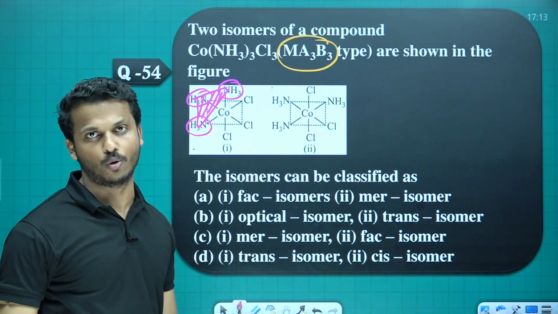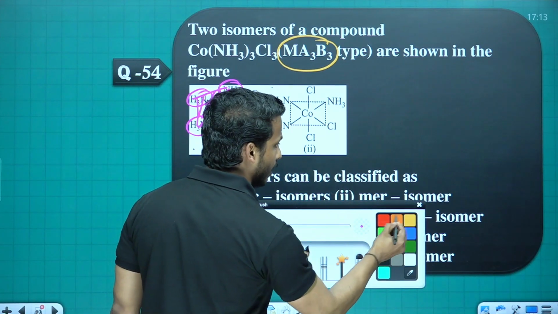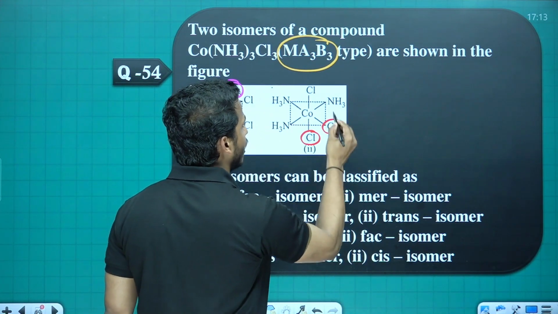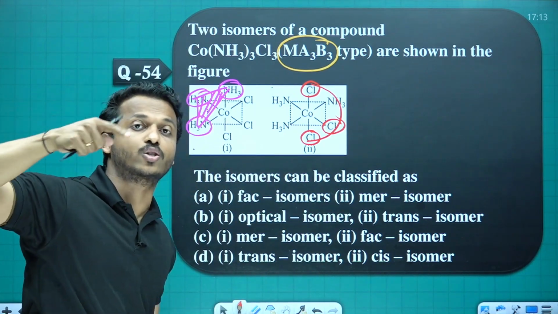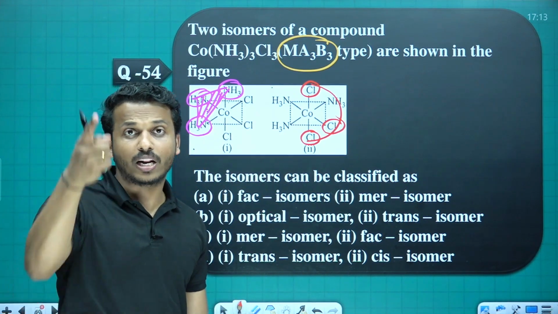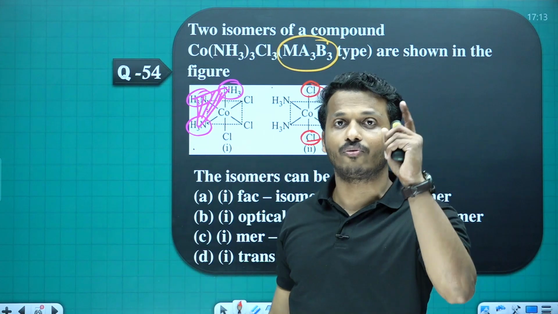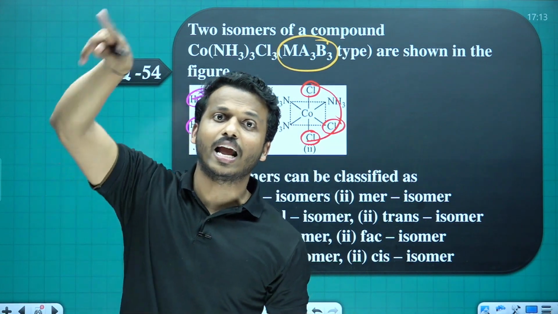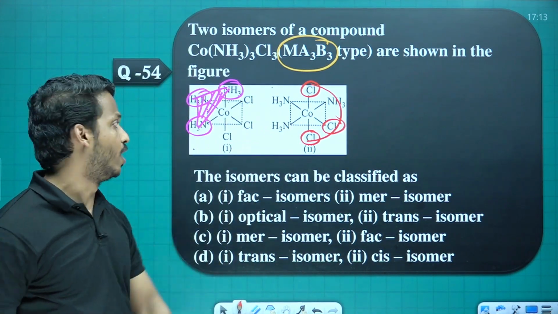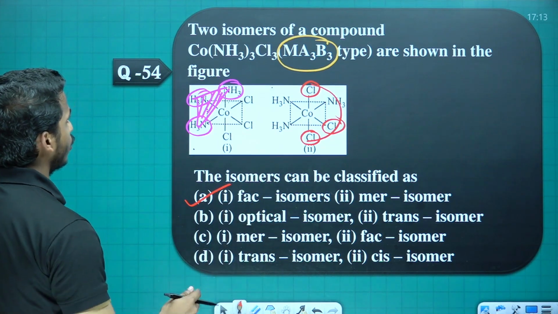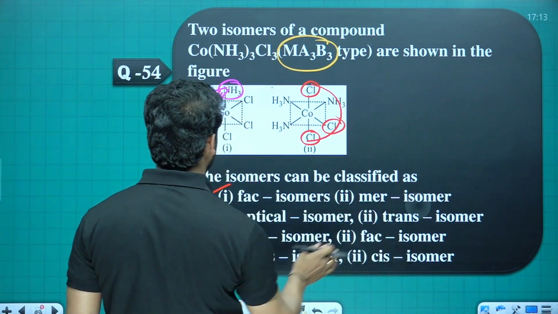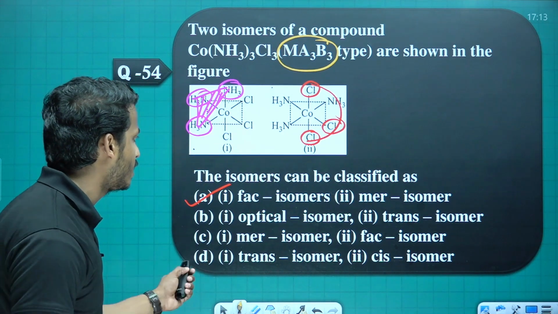That's called the FAC isomer. MER isomerism means two ligands adjacent, one ligand on the other side. If you connect them, you will get a meridian. That's called meridional. So three ligands adjacent, that will be FAC. Two ligands adjacent and one ligand on the other side, that will be MER. So the first one is FAC and the second one is MER isomerism.